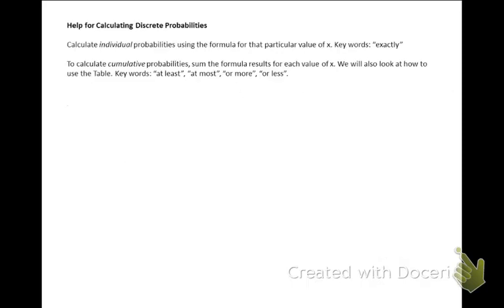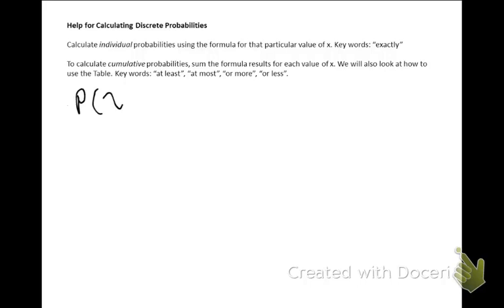These problems are going to require you to distinguish between individual probabilities and cumulative probabilities. Individual probabilities are just the probability that x equals a number, something like the probability that x equals 5. And what you're going to do is look for words like exactly or only. The second type, a cumulative probability, will be looking at intervals of values. And I want to walk you through how to work these out for different cases.